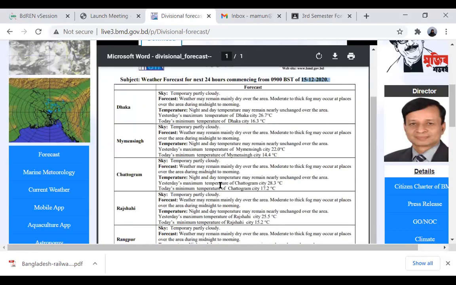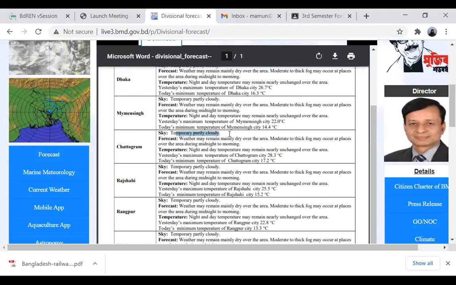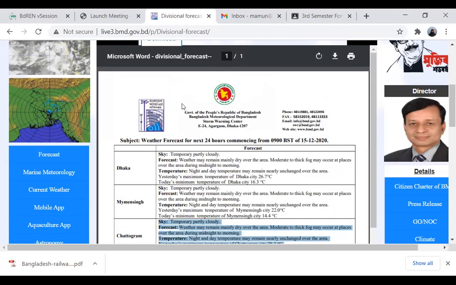So for Chattogram, they say temporary partly cloudy, forecast weather may remain mainly dry over the area. Moderate to thick fog may occur at places over the area during midnight to morning. So we can understand the foggy condition started in the night. And night and day temperature may remain nearly unchanged. That means this is the temperature variation, maximum and minimum. So these are the main information provided by the divisional forecast.